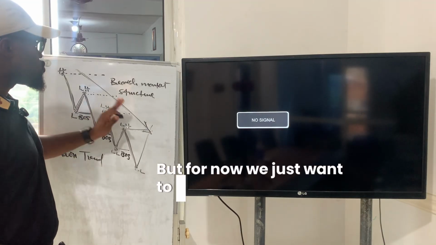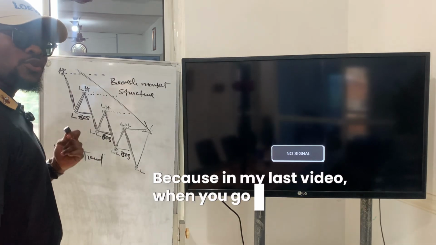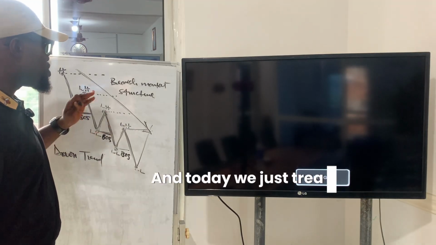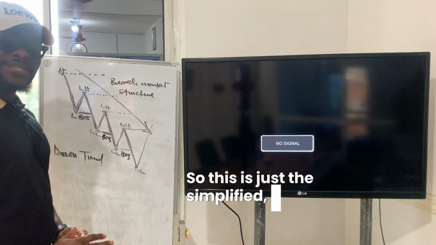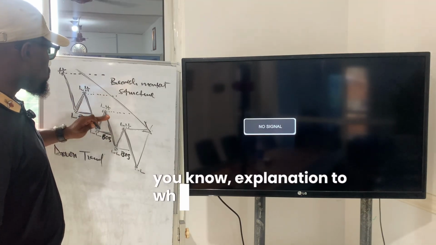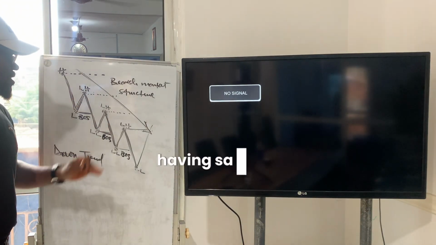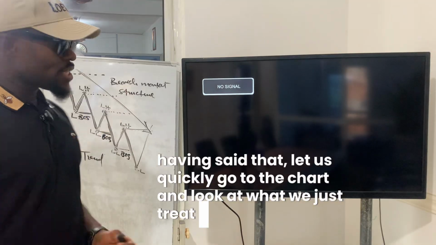But we'll talk about supply and demand in the coming class. But for now, we just want to focus on what? Market structure. Because in my last video, when you go to my page, you'll see that I talk about the bullish market structure, and today we just treated bearish market structure. So this is just the simplified explanation to what? Structure. All right. So having said that, let us quickly go to the chart and look at what we just treated.